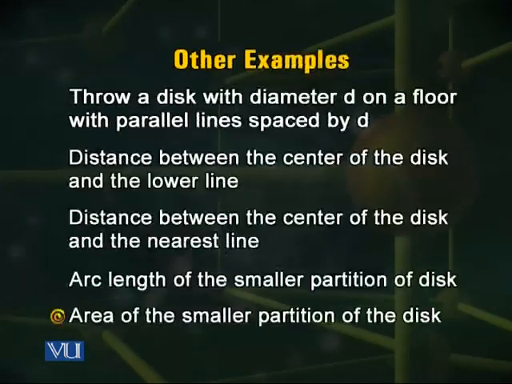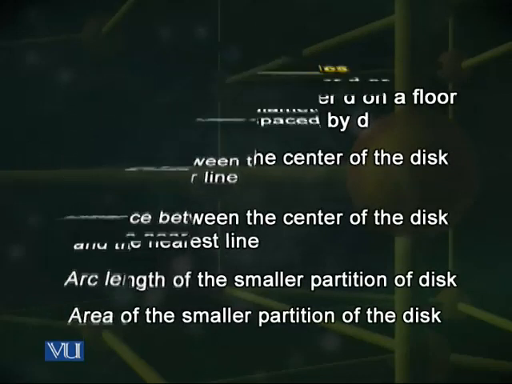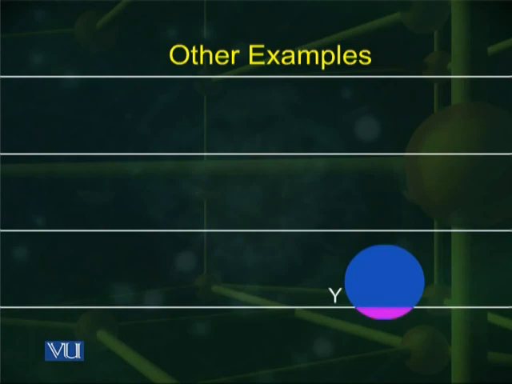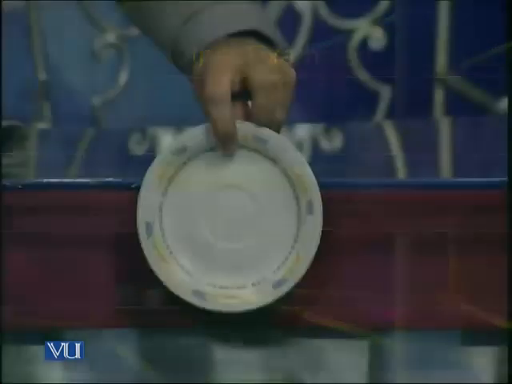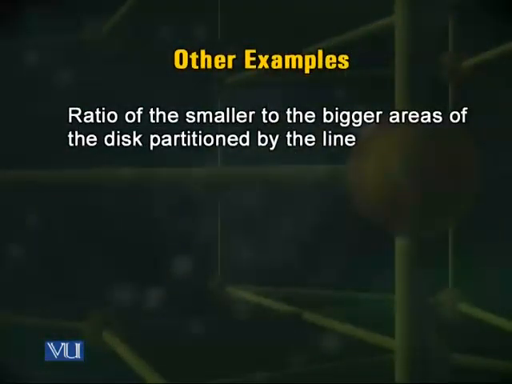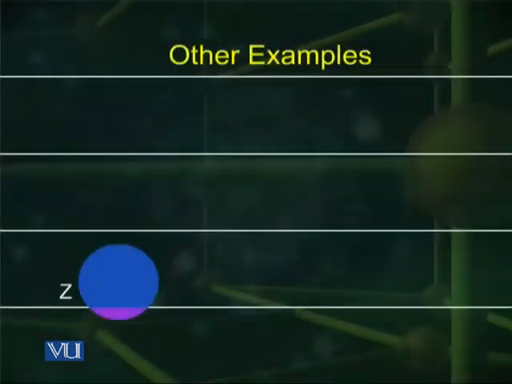The next random variable that we can define is the area of this small partition. So when the circular disc comes to rest and it is getting divided into two partitions, we observe the area of the smaller partition as our random variable. The last random variable that we are going to define for this situation is the ratio of two areas, where the smaller area is in the numerator and the larger area is in the denominator. So the line cuts the circular disc. There are two partitions.